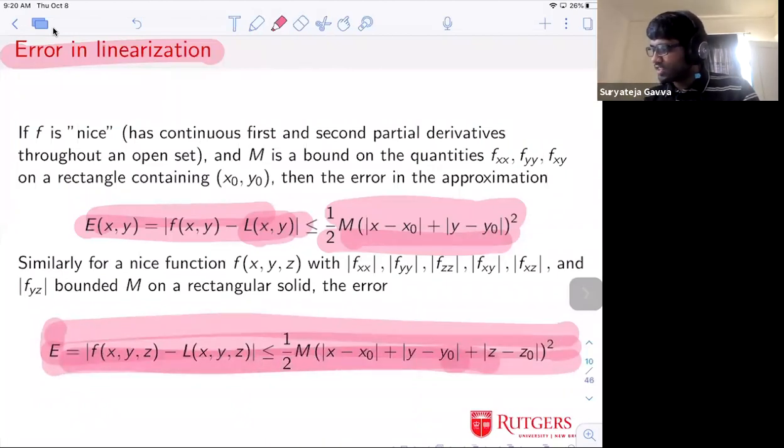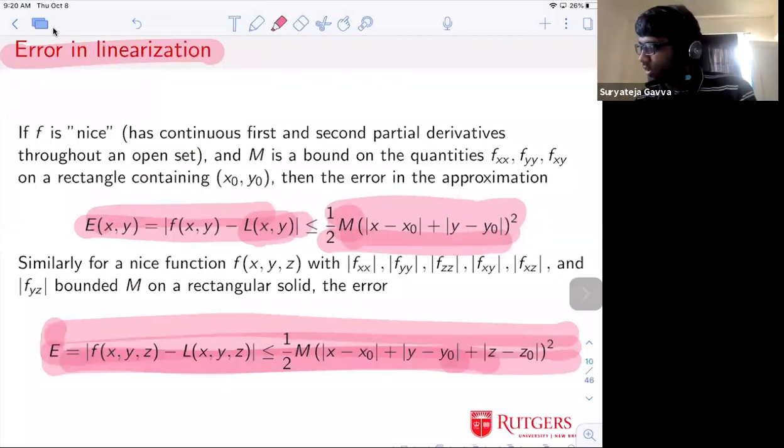I can discuss it if someone wants to talk, but it's not part of the textbook. If you want to find errors, you have to compute things like this. We know everything: x, x0, y, y0. The only thing that we don't know is this M, to compute the error.